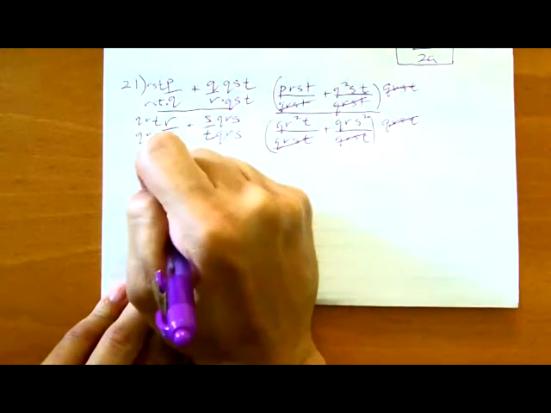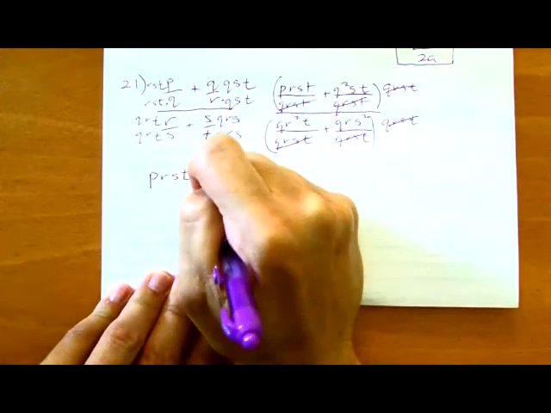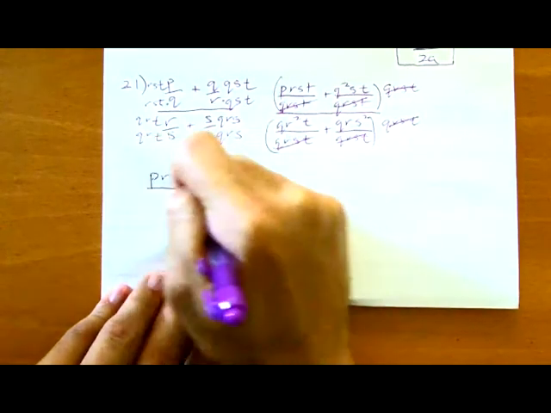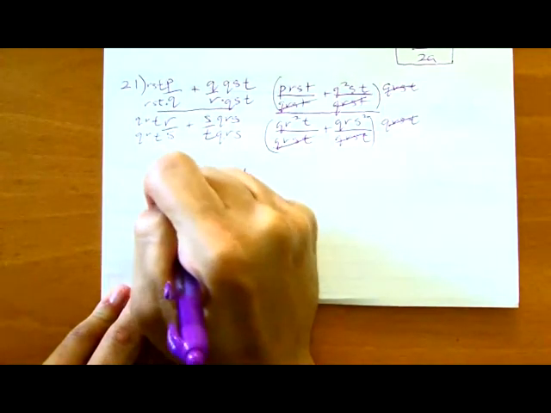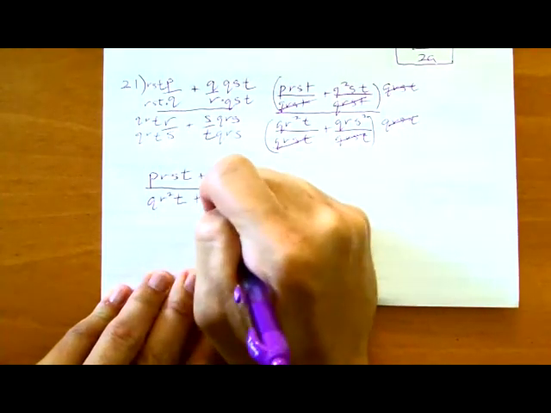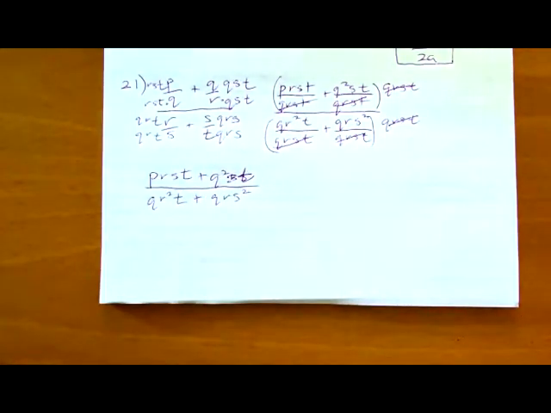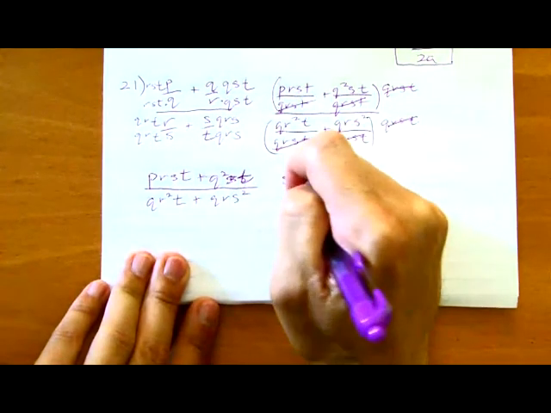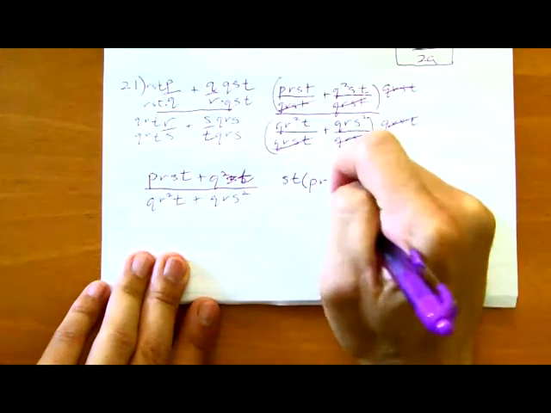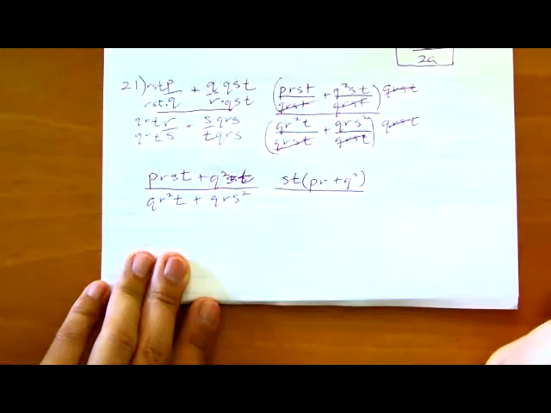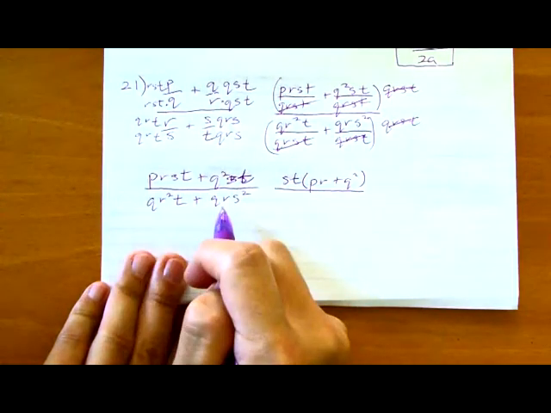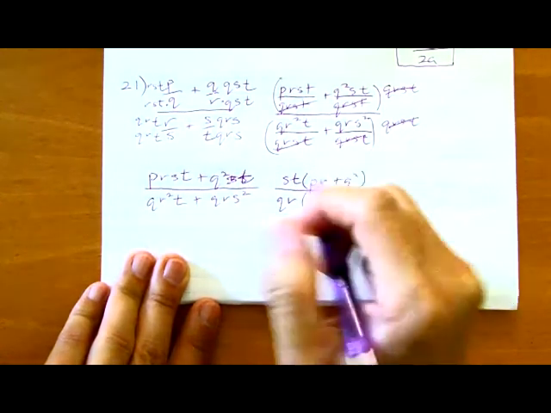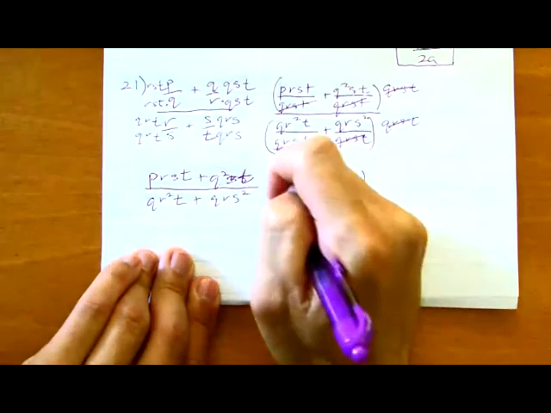That leaves us with PRST plus Q squared ST, oh, no R, ST over QR squared T plus QRS squared. The numerator has a common factor, ST. I'll factor that out. PR plus Q squared. On the bottom, they have a Q and an R in common. I'll factor that out. So RT plus S squared. And that's it.